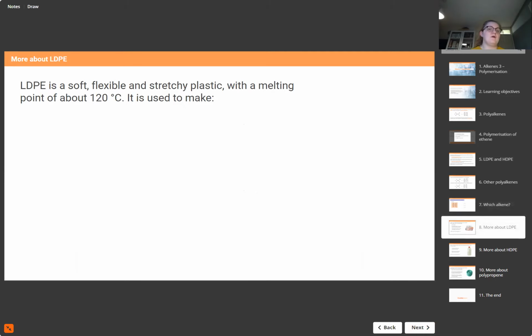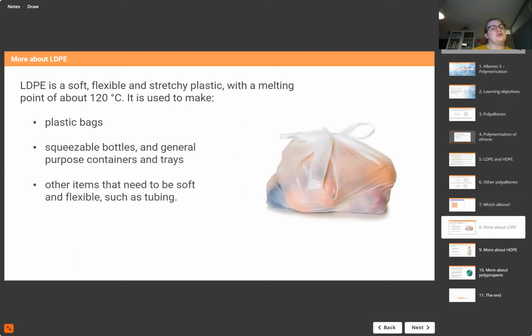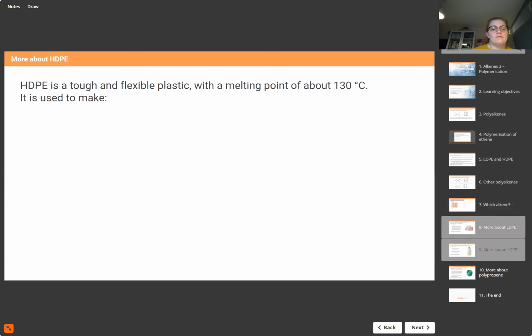So, low density polyethylene. Like I said, it's really soft and flexible, and it makes soft, flexible, stretchy plastic. This plastic has a melting point of about 120 degrees. It makes things such as plastic bags, squeezy bottles, general purpose containers, trays, basically anything that needs to be soft and flexible. So things like tubing as well. It has a recycling symbol of 4.